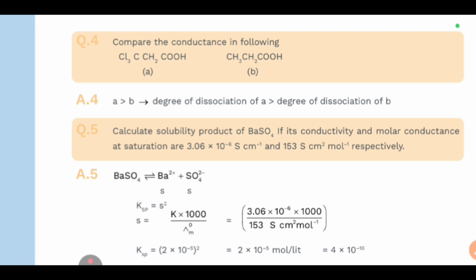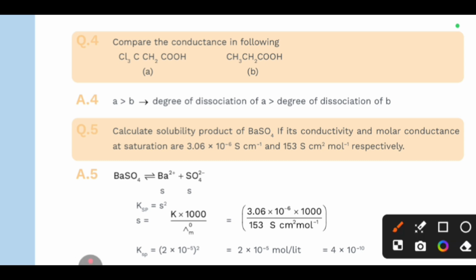A few questions are given to you. Compare the conductance in the following: Cl3C-CH2-COOH and CH3-CH2-COOH. What is the name of this compound? How many carbons are present here? Three, so it is called propanoic acid, and this is the substituted compound. This hydrogen is substituted with chlorine. So you have to compare the conductance.